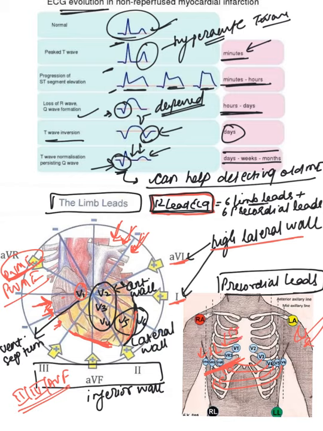So whenever we are suspecting right ventricular wall MI, we have to put these leads on the right side of the heart, and then these leads will show ST elevation. Similarly, how do we look for posterior wall MI? Let's learn in the next slide.